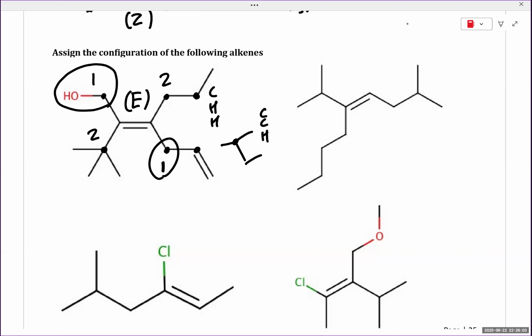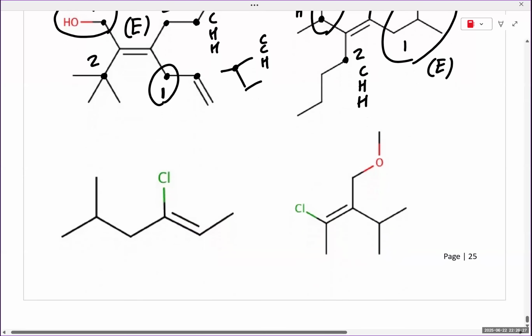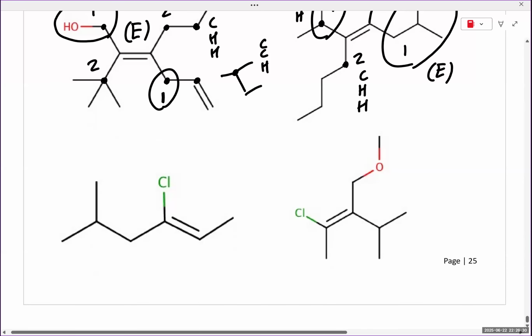Looking at this next example, this group is higher priority than hydrogen. Looking here, a carbon attached to a carbon and 2 hydrogens is lower priority than a group attached to a carbon and 2 hydrogens. As you can see, the 2 highest priority groups are on the opposite side, so this would be another E alkene. With this example in mind, I'd like you to take a few moments and try to assign the following alkenes as either E or Z alkenes, respectively. Pause the video, take a few moments, and then we'll discuss.